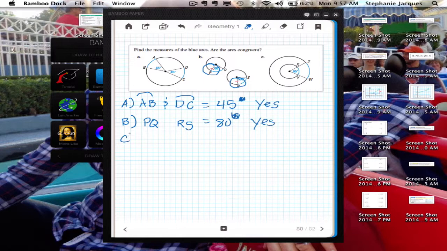Okay, let's do C. Looking at this one, you know that XY is 65 and ZW is 65 degree arc. Actually, yes, put the degrees. So they're both 65 degrees, however, they're not in congruent circles, so no, they are not congruent.